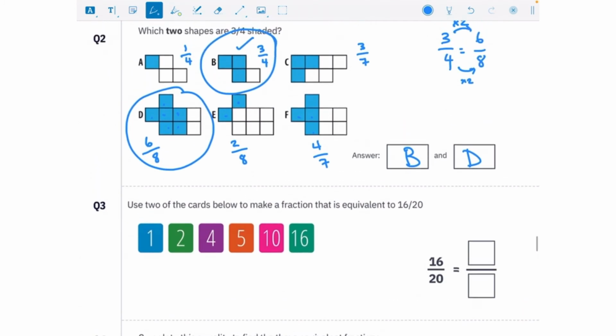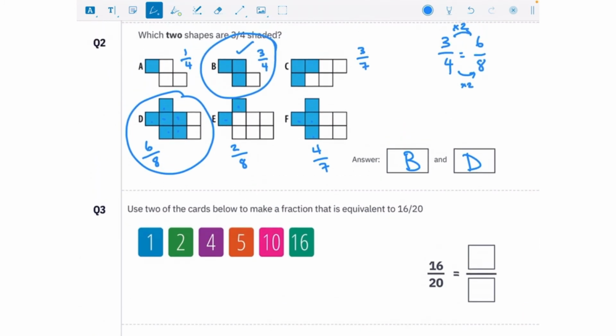Question number 3. Use 2 of the cards below to make a fraction that is equivalent to 16 over 20. So we know that as long as we do the same to the top and the same to the bottom, then it's an equivalent fraction. So I'm looking for a times table that they're both in, and they're both in the 4 times table. If we divide the top by 4 and we divide the bottom by 4, we get 4 over 5. And great, we've got that there, that we can use a 4 for the numerator and a 5 for the denominator and get an equivalent fraction.